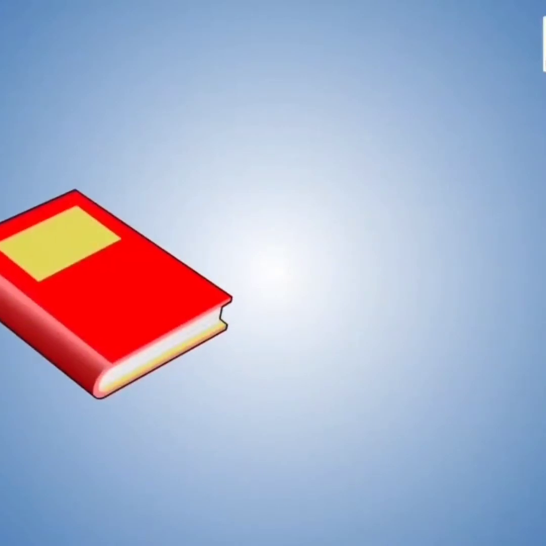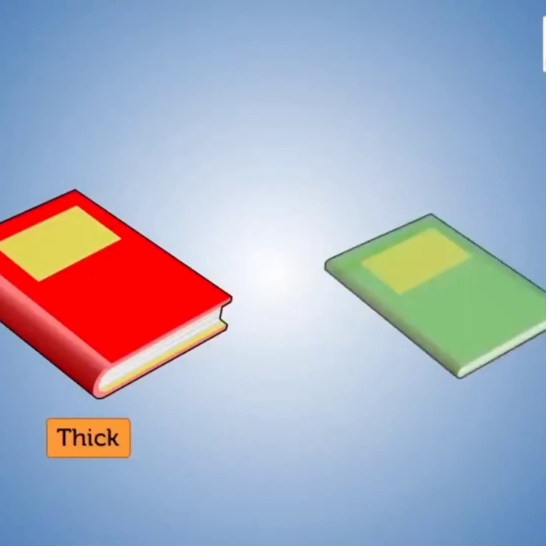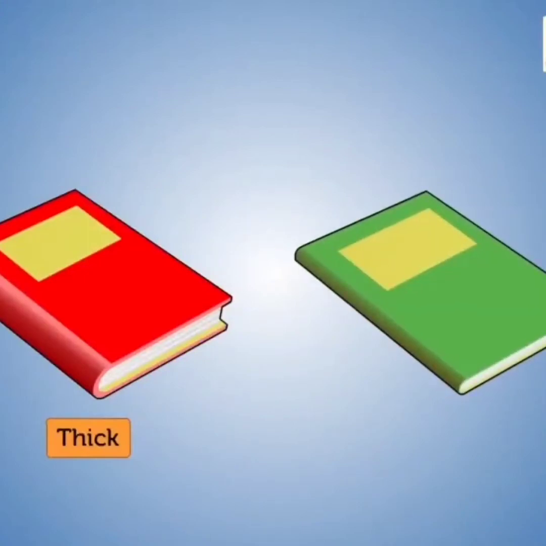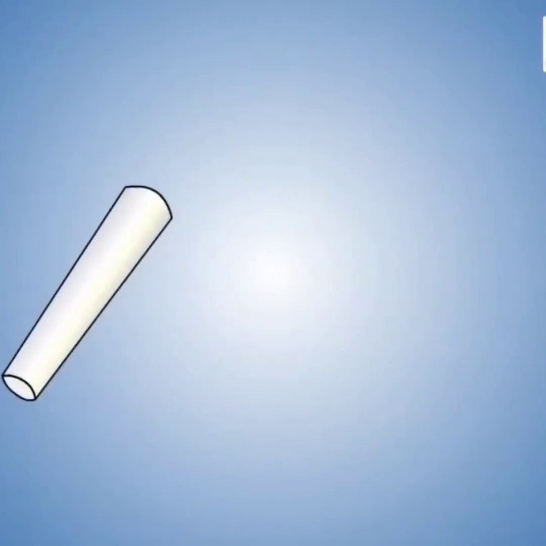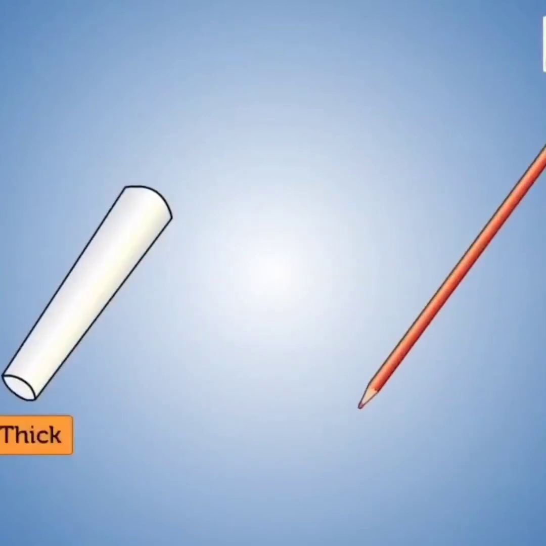Look at this red book. It is thick. And look at this green book. It is thin. Similarly, the chalk is thicker and the pencil is thinner.